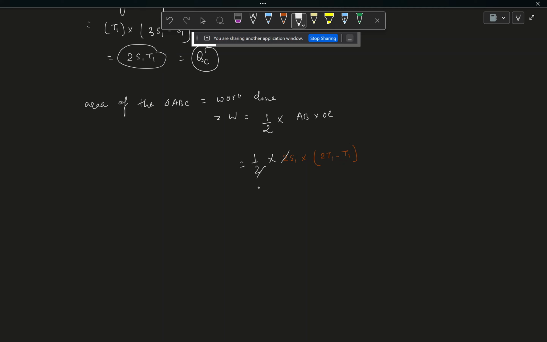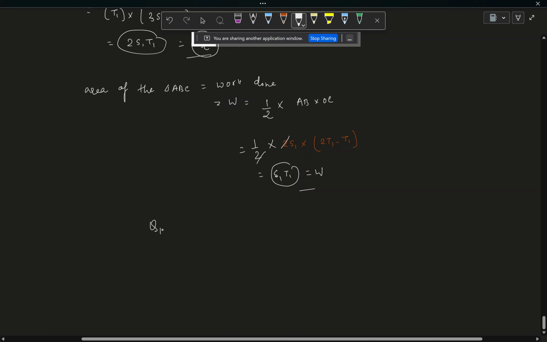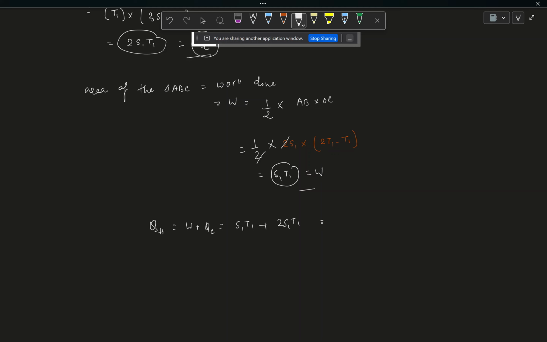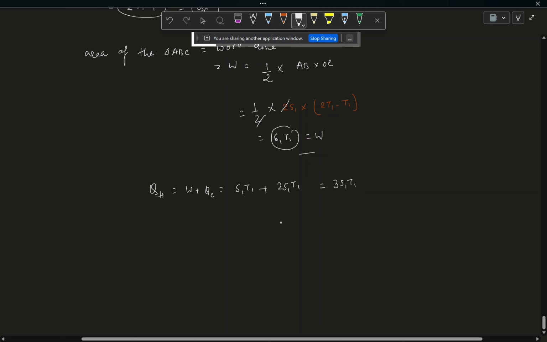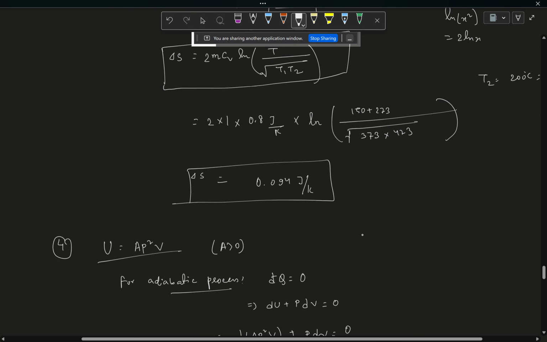So this OC is T1 to 2T1, which is 2S1 into the quantity 2T1 minus T1, which is just S1 T1. This is W. So your QC is done and W is also known. So QH is nothing but the addition of W plus QC, which is S1 T1 plus 2S1 T1, equal to 3S1 T1. So your efficiency eta is W by QH, which is S1 T1 by 3S1 T1, which is 1/3. Right? So 1/3 is your answer for efficiency from this plot.